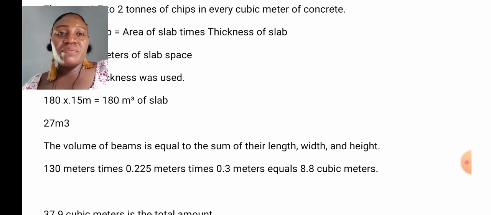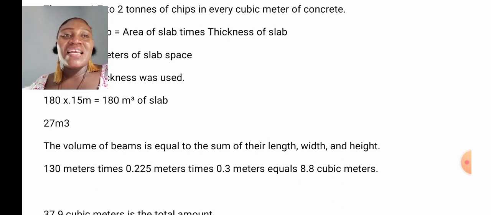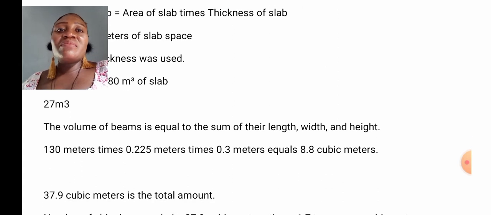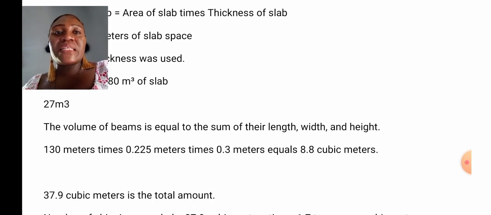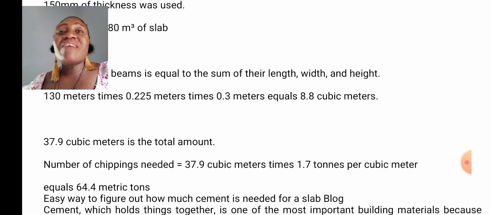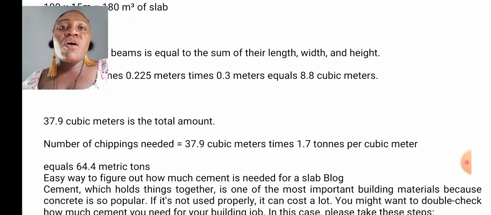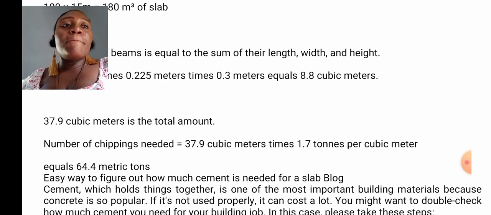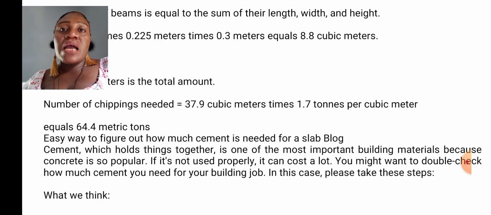Okay, the volume of the beam is equal to the product of length, width and height. So 130 meters times 0.225 meters times 0.3 meters equals 8.8 cubic meters. 37.9 cubic meters is the total amount here. So the chipping needed equals 37.9 cubic meters times 1.7 tons per cubic meter. This will give us 64.4 metric tons.